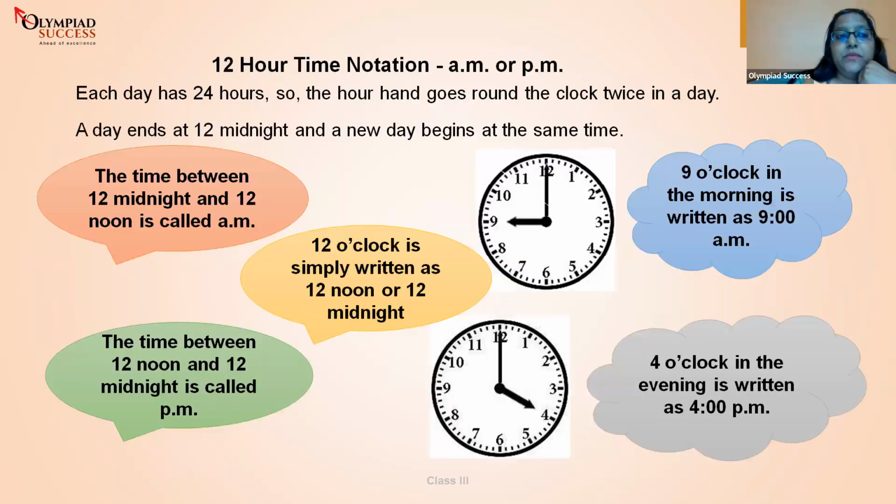Now, see, how do you denote AM or PM? When your time starts from midnight, between 12 midnight and 12 noon, whatever the time is between 12 midnight and 12 noon, we call it AM. So the moment you get to midnight, whenever you get the clock at 12, both the minute hand and hour hand at 12, is the time denoted over there.